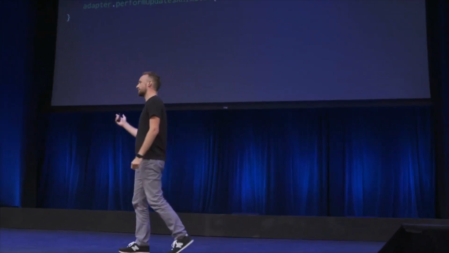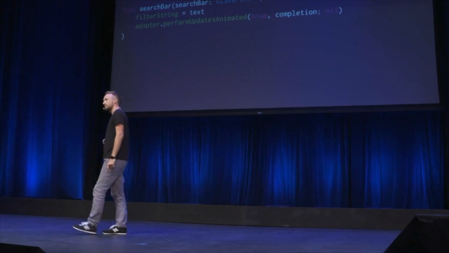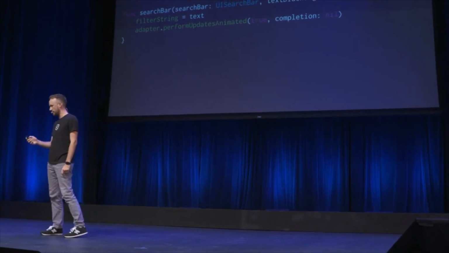What I think is exciting is that diffing stuff I was talking about. So imagine we've got a UISearchBar. As the user is typing and changing the text, we want to actually update these results. So here, in the search bar delegate method, we're going to store the string in an instance variable and call this method performUpdatesAnimated. What this is going to do is tell the infrastructure, get those new items, diff them, and update the collection view.